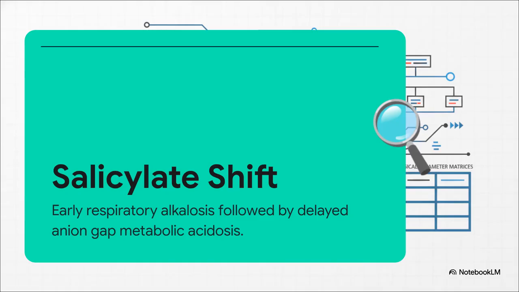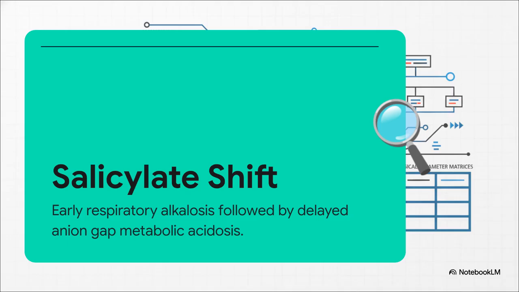The reason this is tricky is because salicylates force you to manage a highly dynamic, shifting acid-base target. Large doses initially stimulate the central respiratory centers, right? That causes hyperventilation and a primary respiratory alkalosis. However, this is rapidly followed by a severe, delayed anion gap metabolic acidosis.